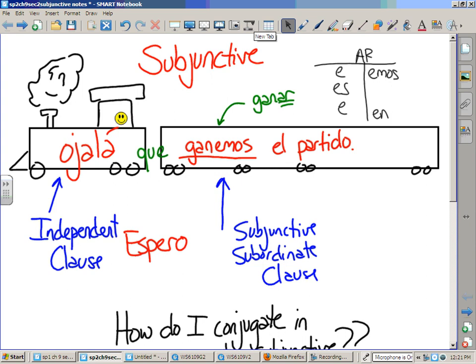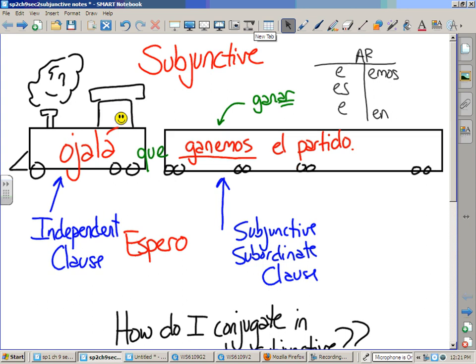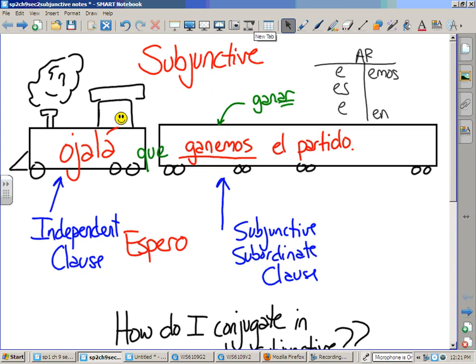So again, subjunctive mood is used for expressing hopes or wishes. We draw it like a train because the engine can go by itself if it needs to. It's independent. The cars in the back, they cannot. They're subordinate. But when you hook them together with the word que, it all rolls down the track to express hopes or wishes. Are there any questions?